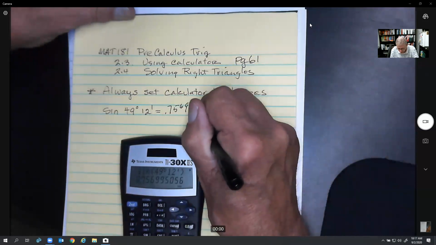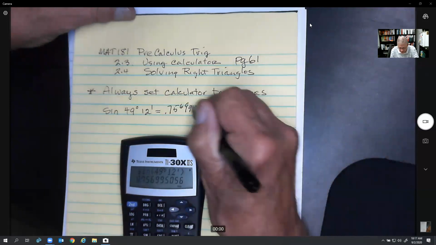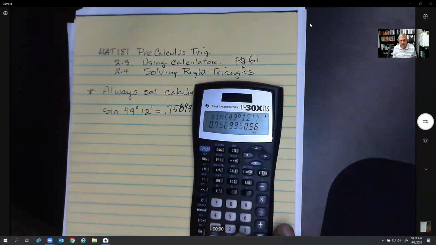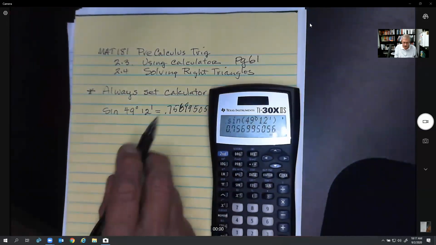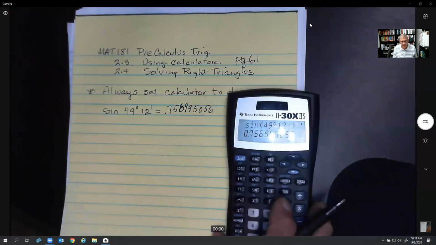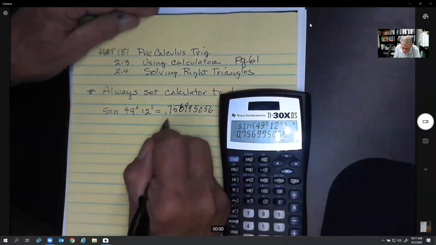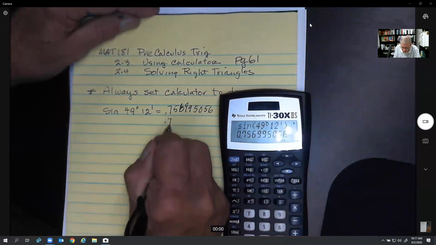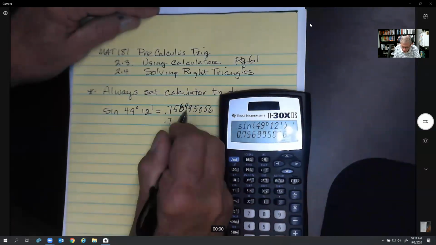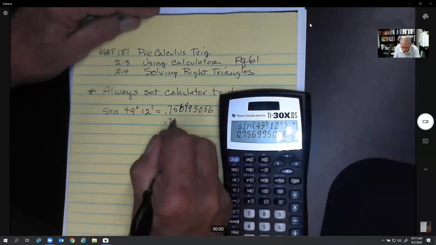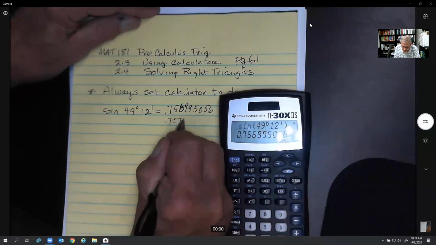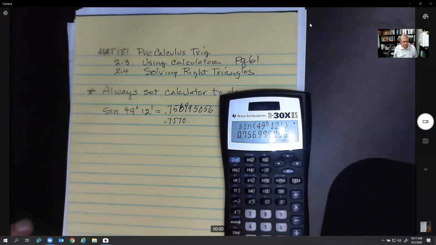0.75699, oops, 0 was sloppy. 0, 5, 6. Speaking about sloppy, I've seen your work. This would be actually written pretty neatly. But normally we would round this off. Let's see, if we were going to round this off, we'd probably call this 7. We'd keep this a 5 and round this off to a 7. Even if you went to 0.7569, it's not going to be terrible. It'll throw you off a little bit, but not terrible. Okay, so that's how you change degrees, minutes, seconds.